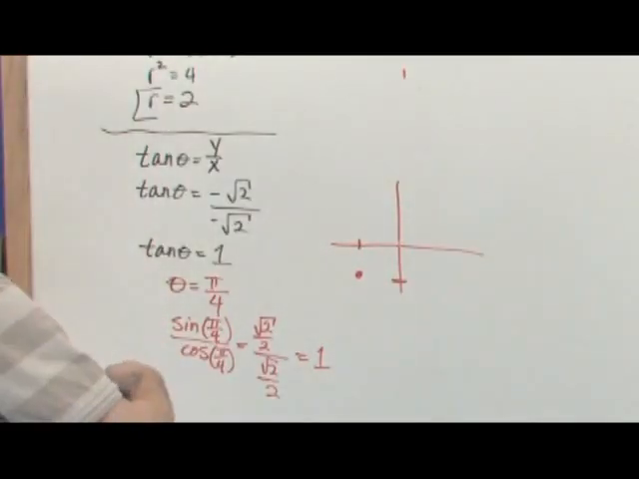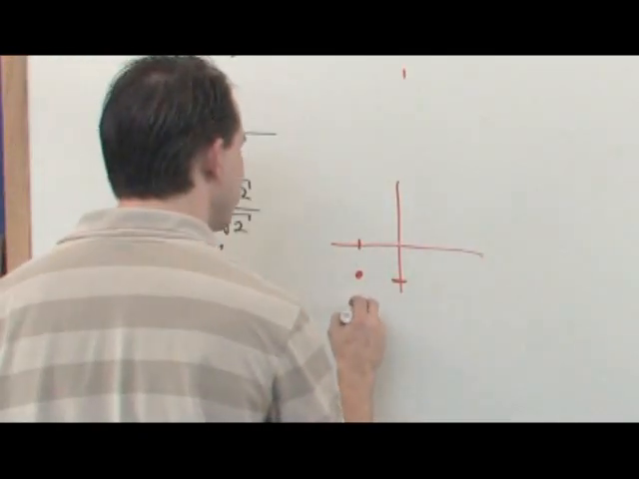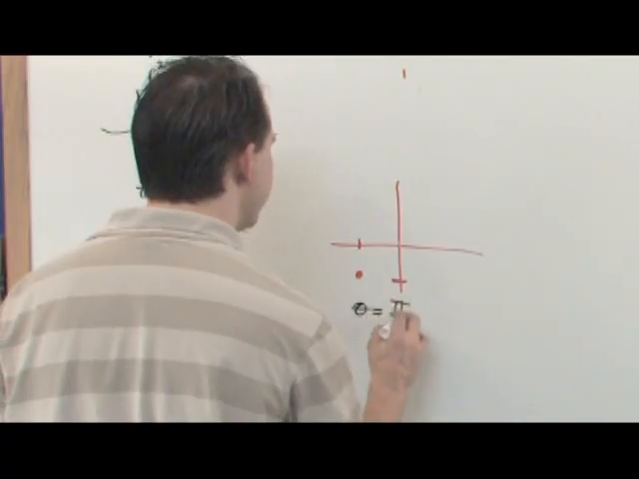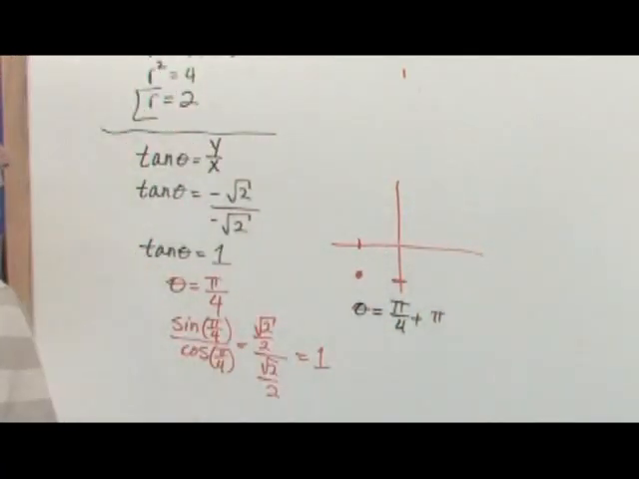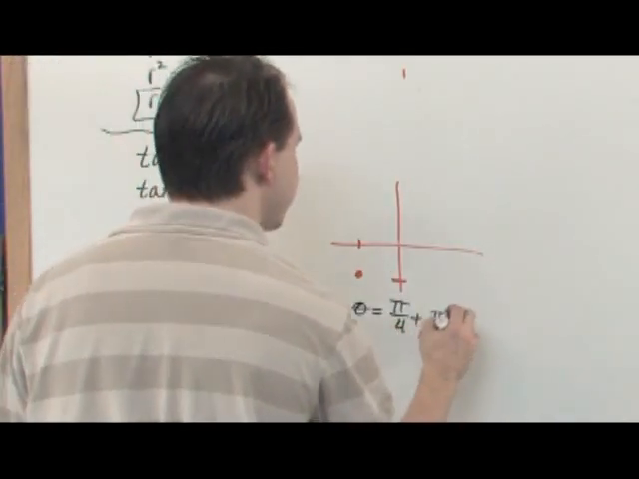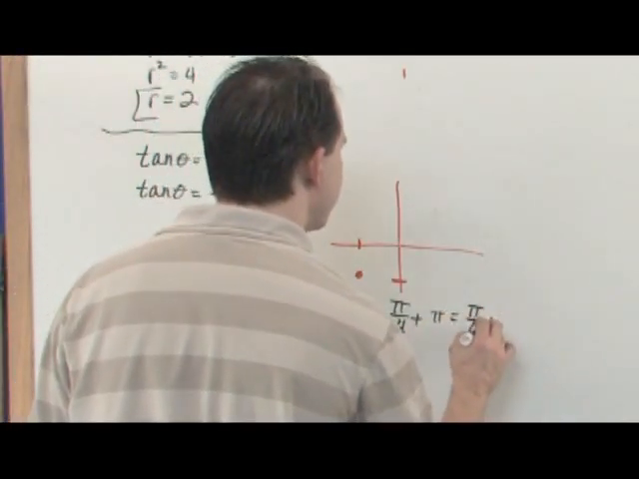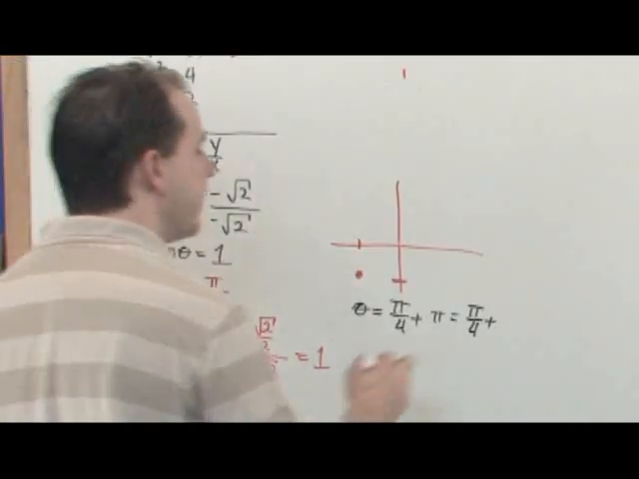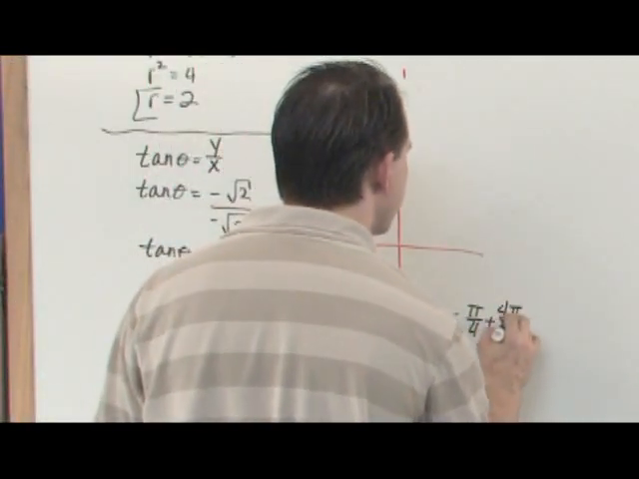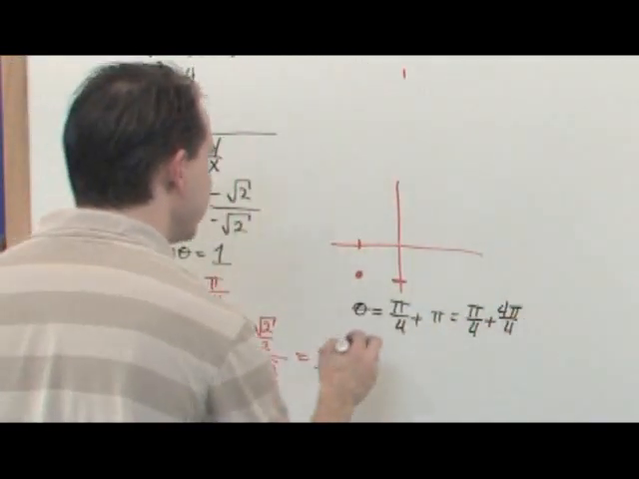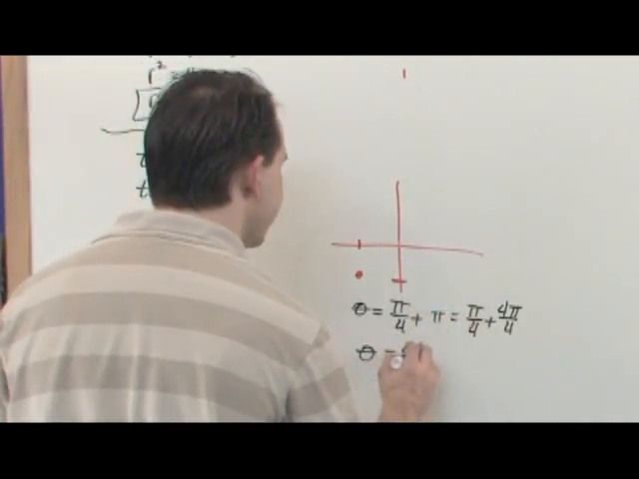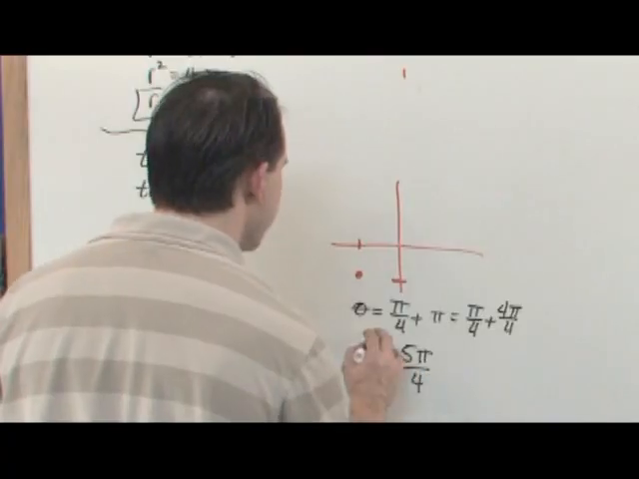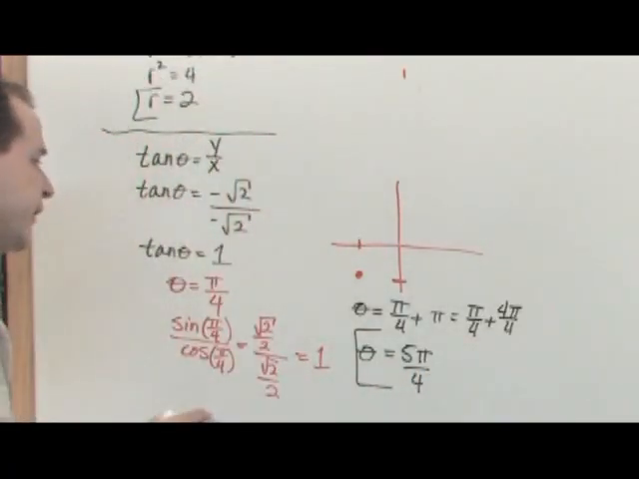So I need to add pi to map the angle I found all the way over here. To find the answer, all I have to do is say theta is equal to pi over 4 plus pi. I'm just going to add pi to it. So that's pi over 4 plus, and I'm going to have to make this pi 4 pi over 4 in order to add them because I want a common denominator. So the angle is going to be pi plus 4 pi, which is 5 pi over 4, and that is the angle.